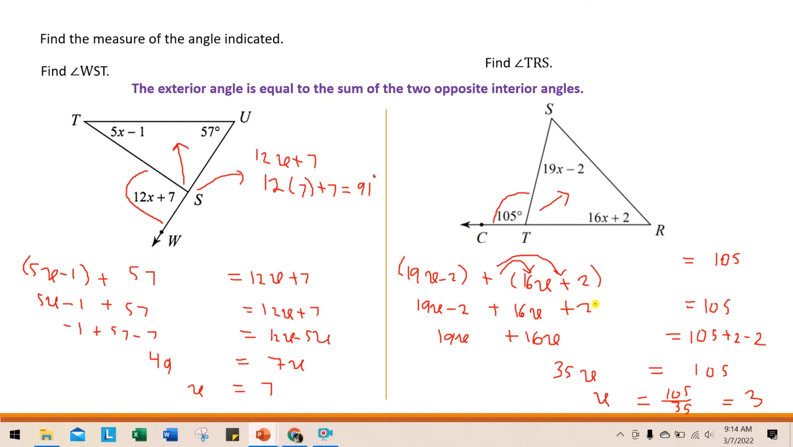To get TRS, it is 16x plus 2. So 16 times 3 plus 2. 48 plus 2 is equal to 50 degrees.